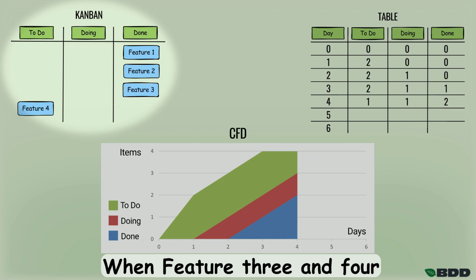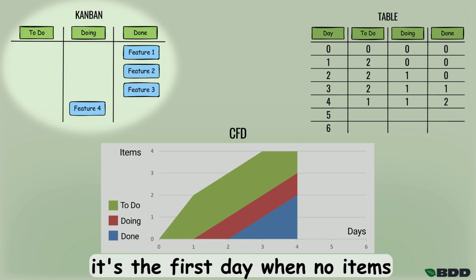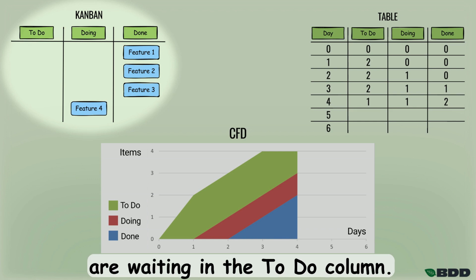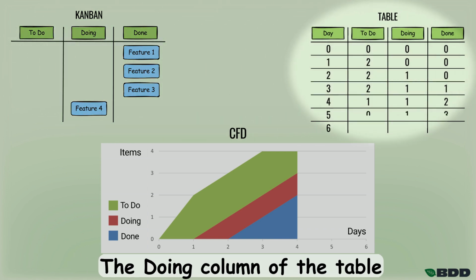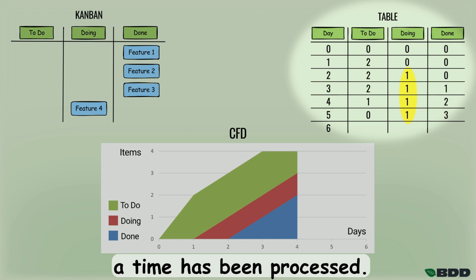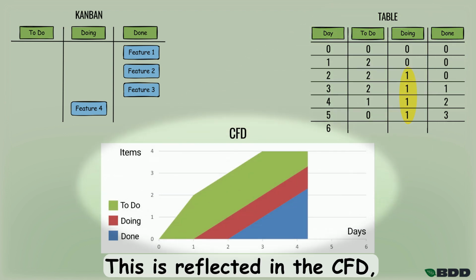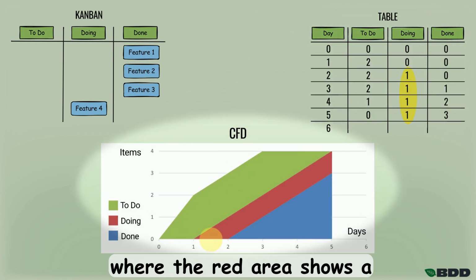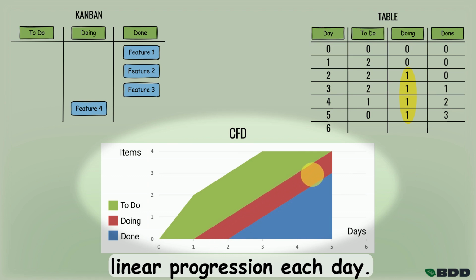When feature 3 and 4 are moved on day 5, it's the first day when no items are waiting in the to-do column. The doing column of the table indicates that only 1 item at a time has been processed. This is reflected in the CFD, where the red area shows a linear progression each day.